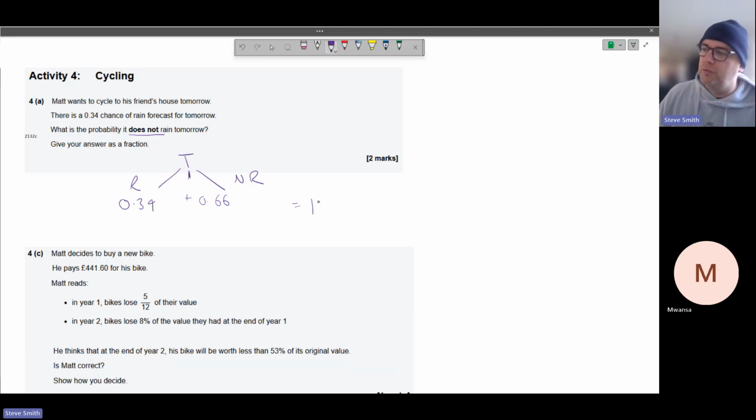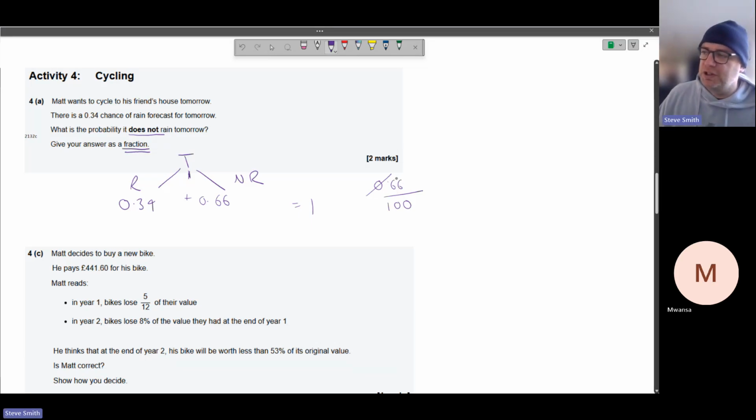We've now got a 1. So it not raining tomorrow is 0.66. However, it wants it as a fraction. The easiest way to convert a decimal into a fraction is simply drop the 0 and put 100 underneath it. Because it's 0.66, I've got 66%. So 66% is 66 pieces in 100. That's what that 0.66 is saying. It's saying that's 0.66 of 1.